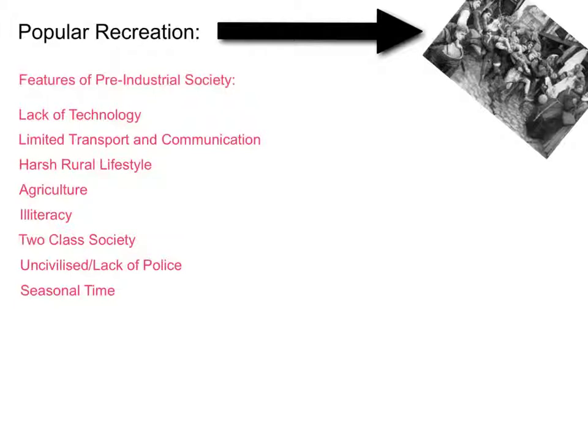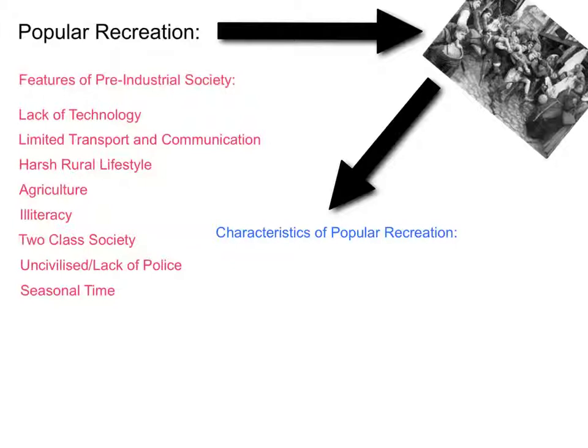Having identified the features of pre-industrial society, you may now be able to identify some characteristics of popular recreation. If this is not the case, don't panic, as we are about to identify these together now. The characteristics of popular recreation reflect the features of pre-industrial society, and so you will see that in essence they are cause and effect. Take for example seasonal time.